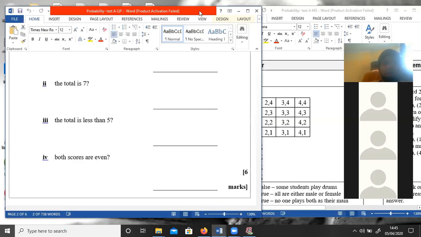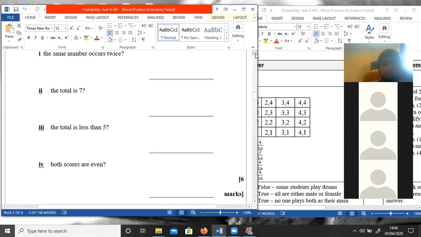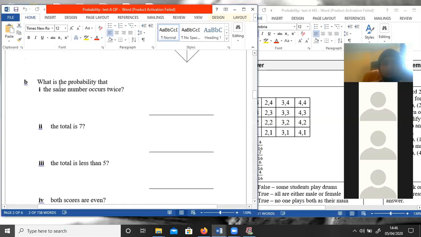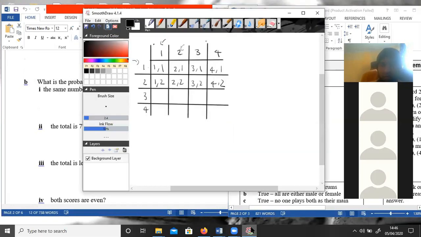So the first one, the total is 7. What's the probability that I'm going to get a total number of 7? What that means, Amar, is, let's look at the question in a little bit more detail. First of all, what is the probability that the same number occurs twice? So when you're looking at probability, Amar, you're doing this. Let me just pull up my whiteboard screen. Can you see my whiteboard, Amar?